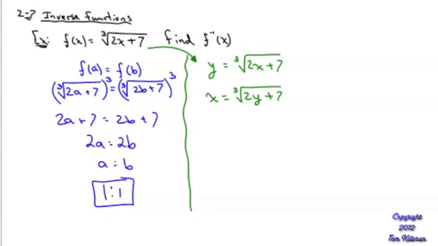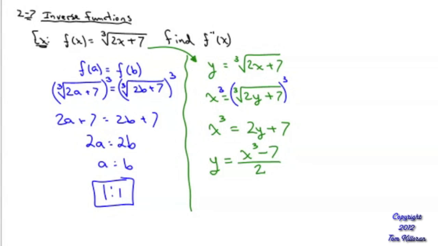And we're going to solve for this new y. So how do you do it? Cube both sides. If we cube this side, the cube root goes away. When we cube this side, we just get a plain old x cubed. So this becomes x cubed is equal to 2y plus 7. And then solve for y. So we're going to subtract 7 and divide by 2. So we're finally going to get down to y equals x cubed minus 7, all divided by 2.